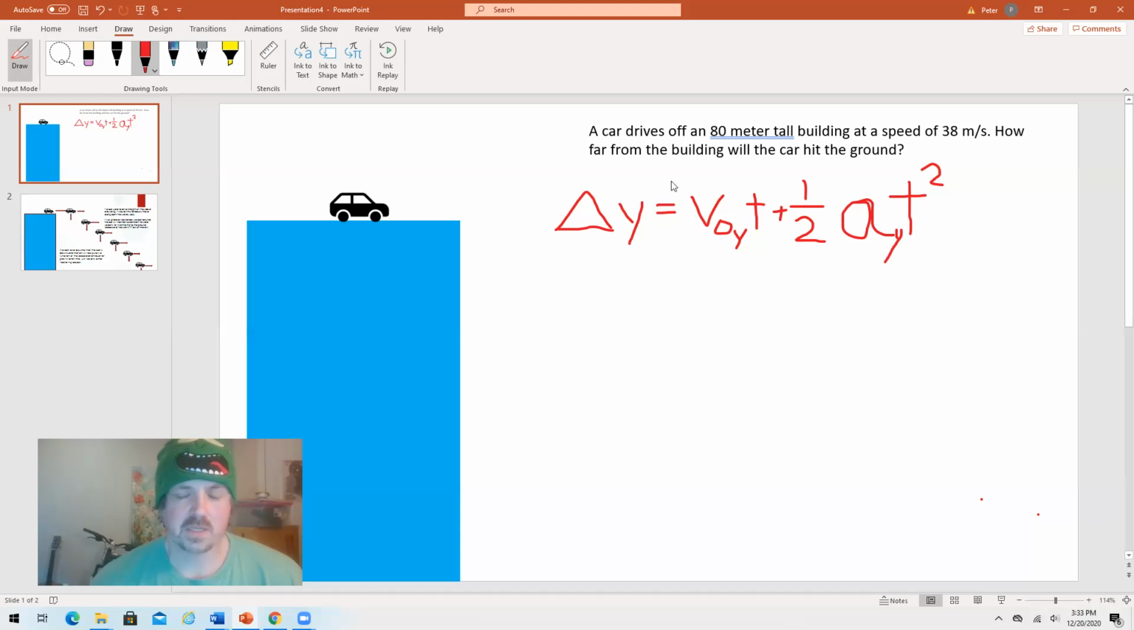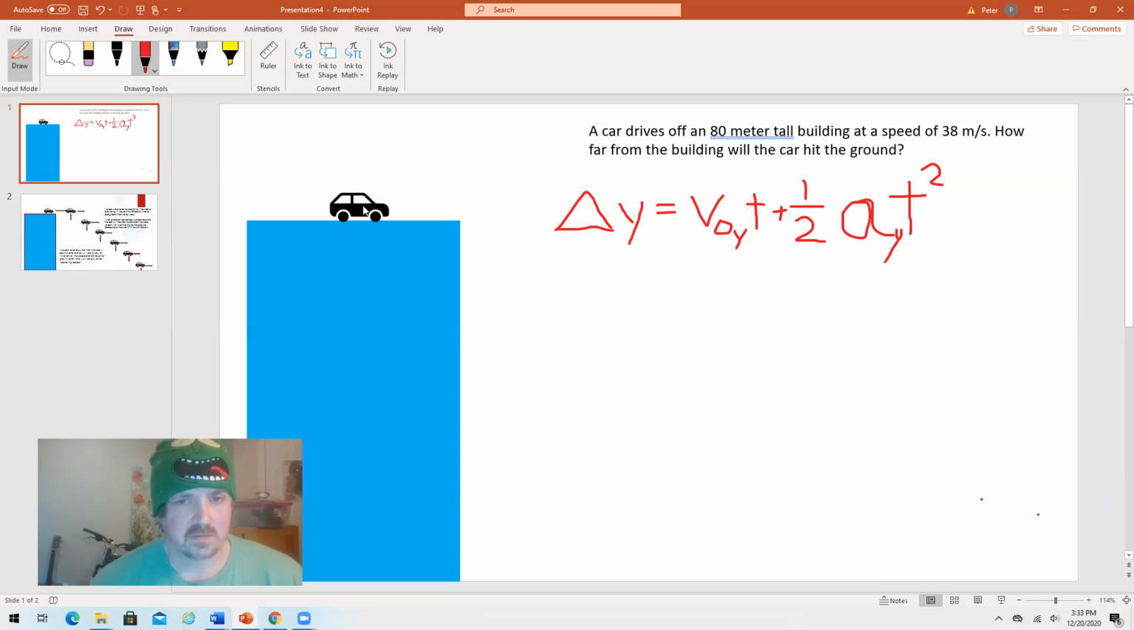Okay, so just a couple things about this. First of all, we may know that this object is moving 38 meters per second in the x-axis right before it leaves the building. But that does not imply anything about its speed in the y-axis. It's not moving vertically. It's not jumping up and down or doing anything in the vertical axis.